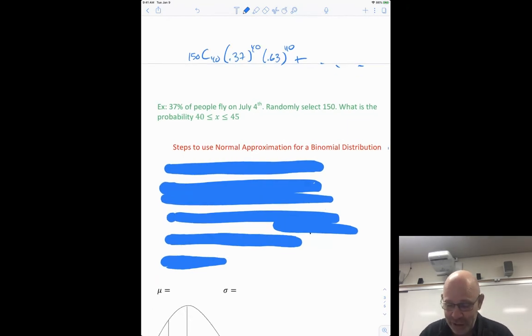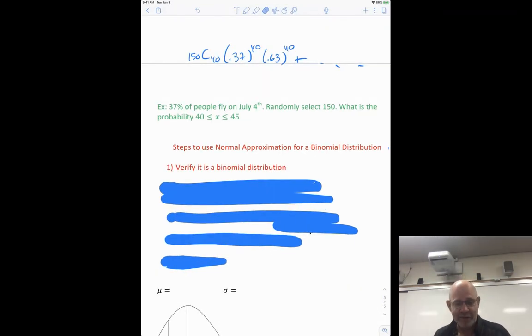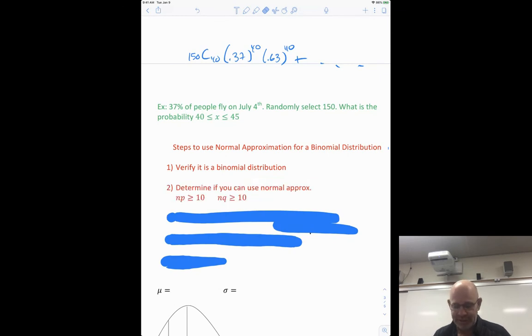So here's how we're going to do it. We're first going to verify it's binomial and make sure we can use the normal: np and nq greater than or equal to 10. These are both big numbers, so I think we're okay. I'll show you real quick. 0.37 is the smaller one, times 150. 0.37 times 150 is 55.5. The other one is going to be 94.5. So we can use it.